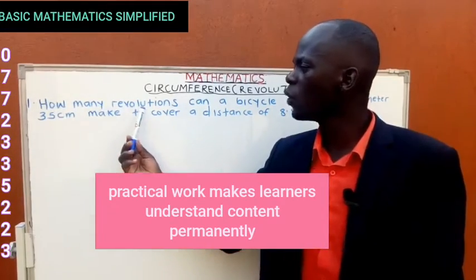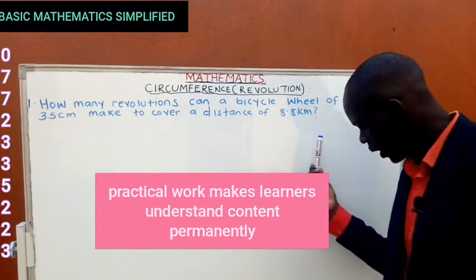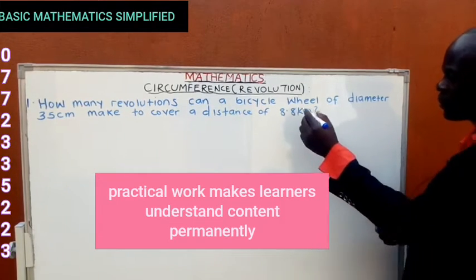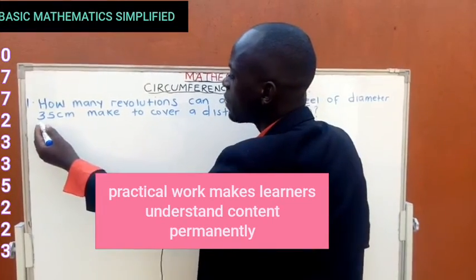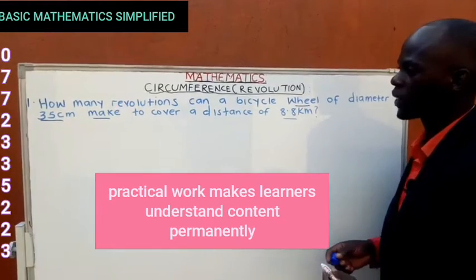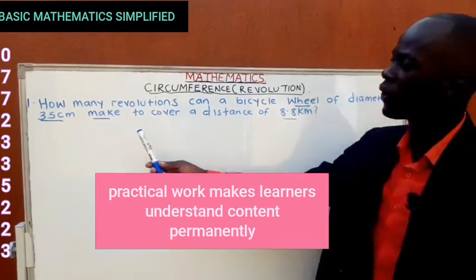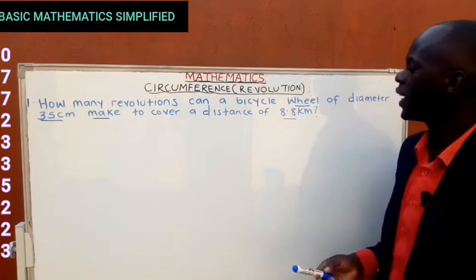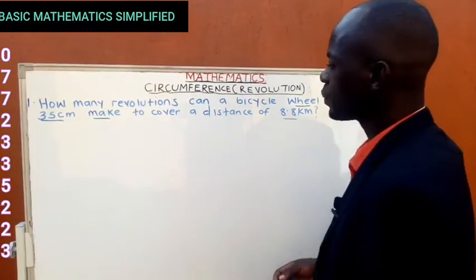How many revolutions can a bicycle wheel of diameter 35 centimeters make to cover a distance of 8.8 kilometers? How many revolutions can a bicycle wheel of diameter 35 centimeters make to cover a distance of 8.8 kilometers? Now, what do we mean here?